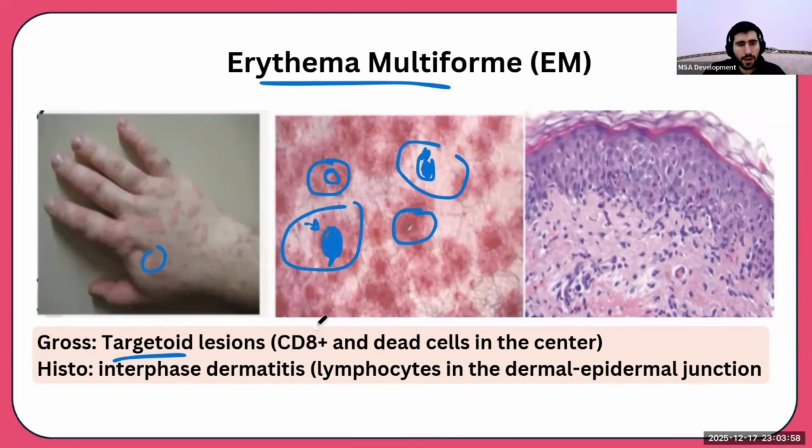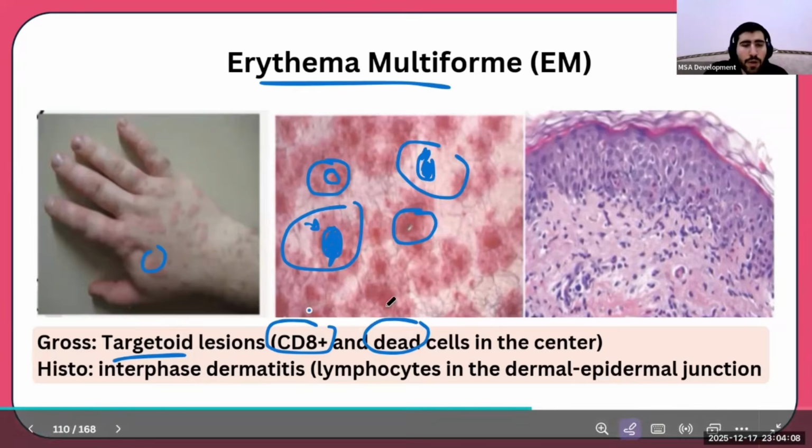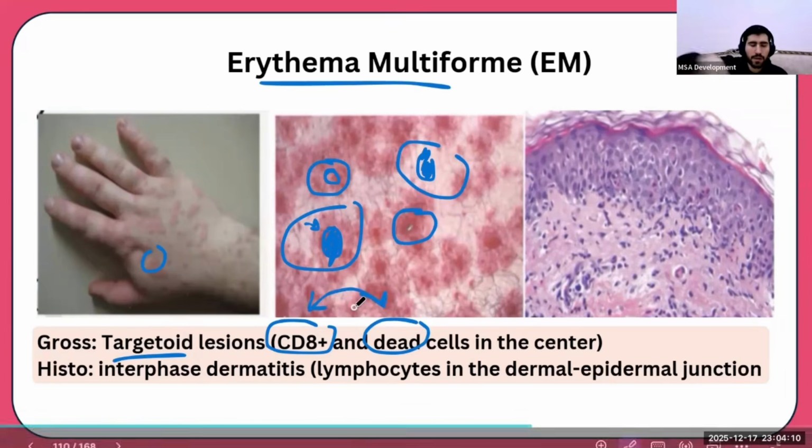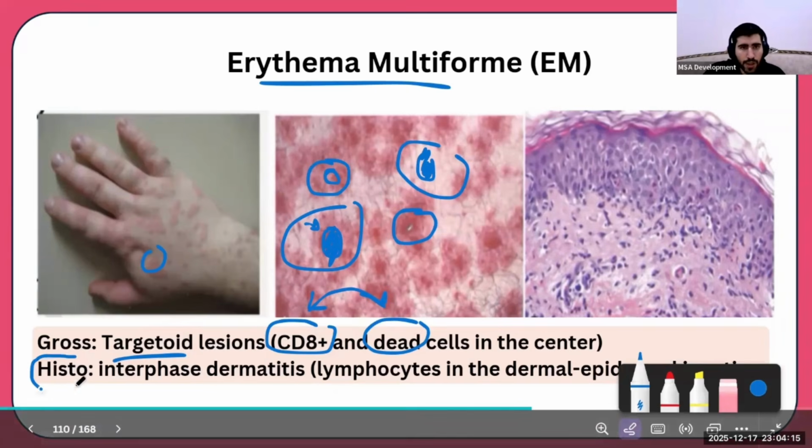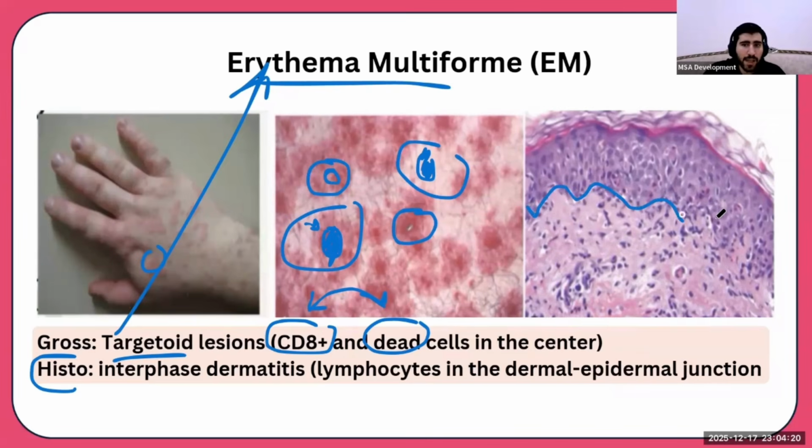These dead cells are either CD8 positive cells or the dead cells themselves, because CD8 positive cells kill the cells. So the target sign in the middle is CD8 positive cells or the dead cells. Around it are other inflammatory cells like CD4 and neutrophils. In histology, for erythema multiforme, we have something called interface dermatitis. What does that mean? It means that we have a lot of lymphocytes at the dermal-epidermal junction. We don't have any lymphocytes in the epidermis. However, we have a high amount of lymphocytes in the dermal-epidermal junction.